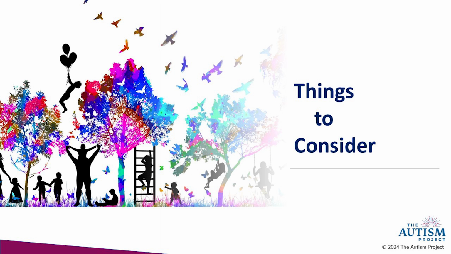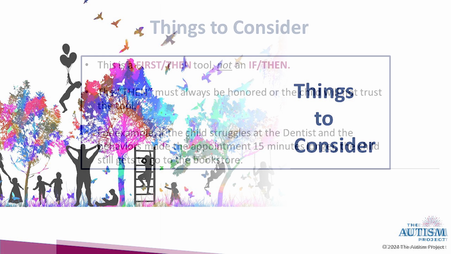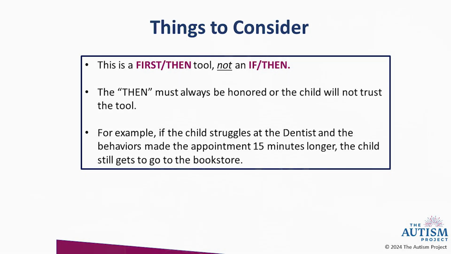So some of the things that we want to consider when we're introducing and teaching a First Then, you have to understand that it's not an if-then. It always has to be a trusted item for the child, or they're not going to want to use it. If, for example, the child goes to the dentist and he's struggling, having a really hard time, but then the appointment goes a little longer than it should have. If the then was going to be, we get to go to the bookstore after the dentist, the child still has to be able to go to the bookstore. He has to be able to count on that schedule. First dentist, then bookstore. I went to the dentist. May not have gone as well as we hoped, but I'm still going to get to the bookstore.